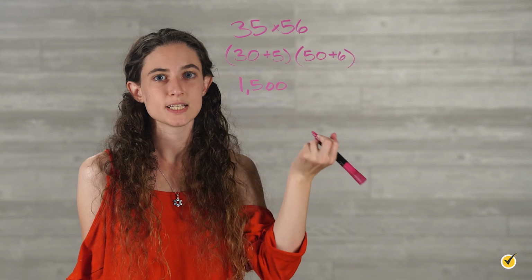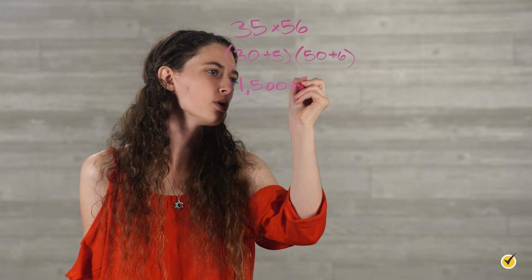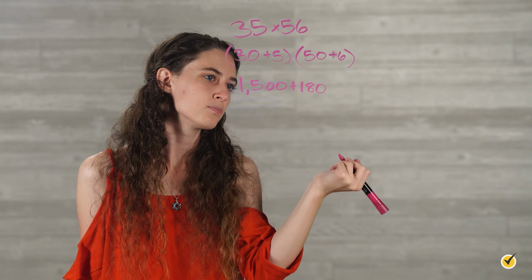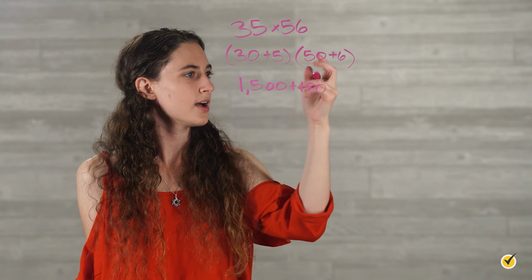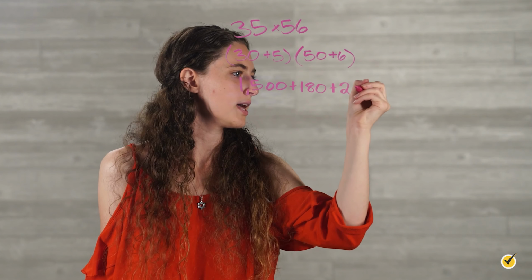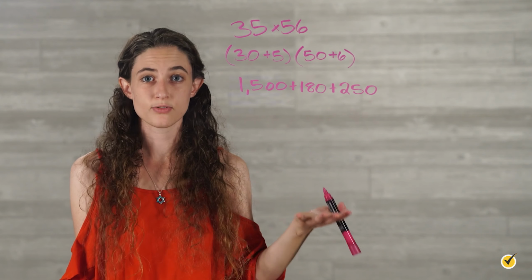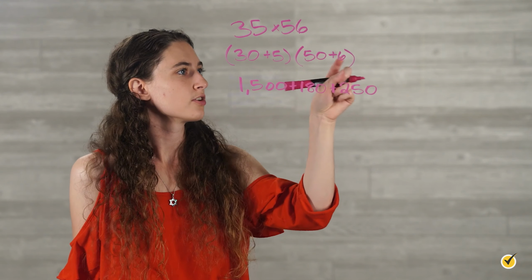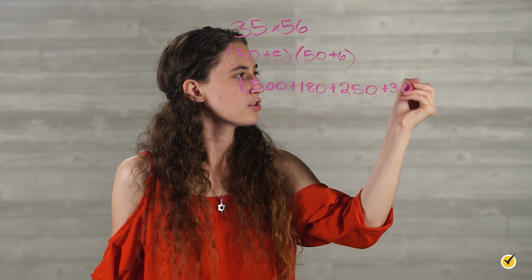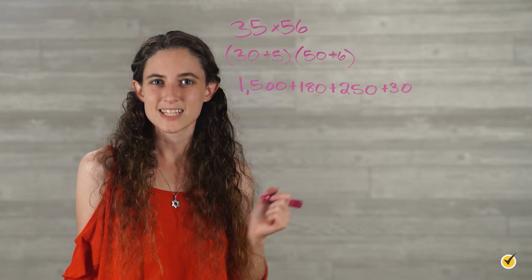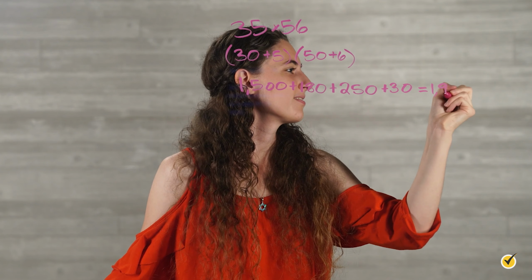Then the O in FOIL stands for outer, so we're going to multiply our outer numbers. 30 times 6 is 180, so we'll add 180. Then the I in FOIL stands for inner, so we're going to multiply the inner terms. 5 times 50 is 250, so we'll add that. And finally, we have the L in FOIL, which stands for last. So the last two terms of our binomials are 5 and 6. 5 times 6 is 30, so we'll add 30. Now all we have to do is add this together, and we'll get a total of 1,960.